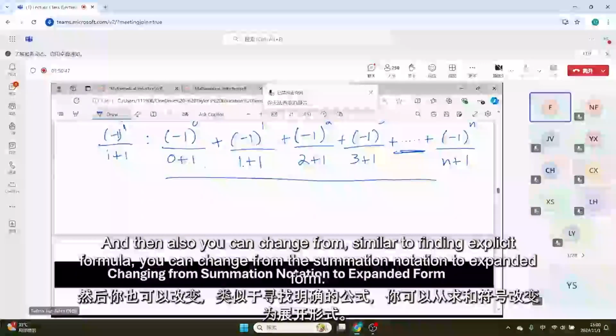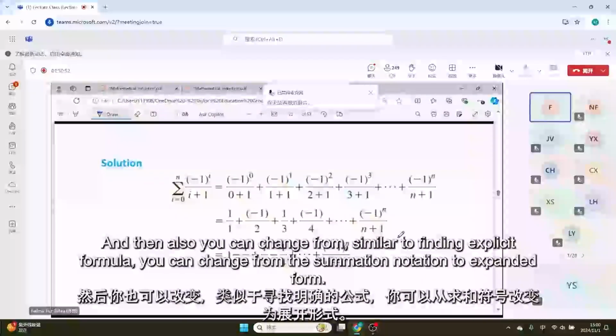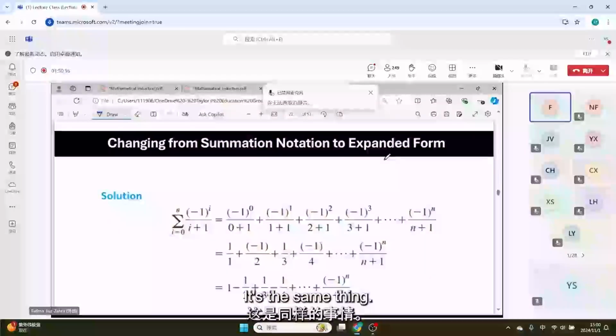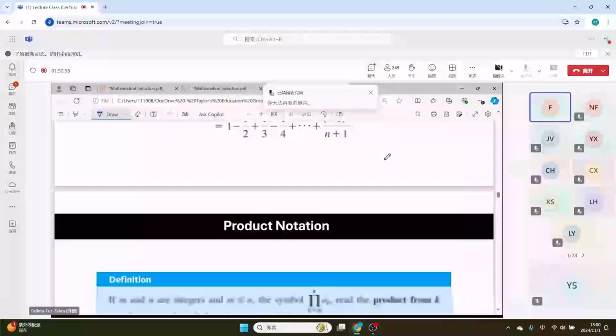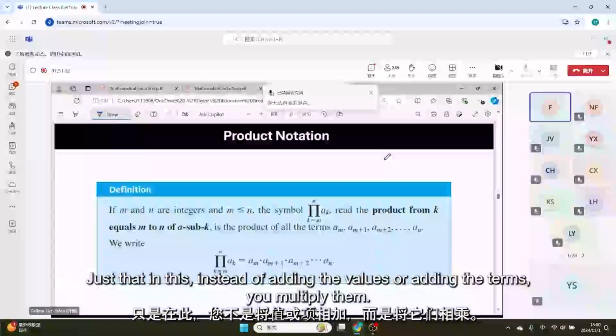And then also, similar to finding an explicit formula, you can change from the summation notation to expanded form. It's the same thing. These are the 3 types of questions, and after that comes product notation. It's the same as summation, just that instead of adding the terms, you multiply them.